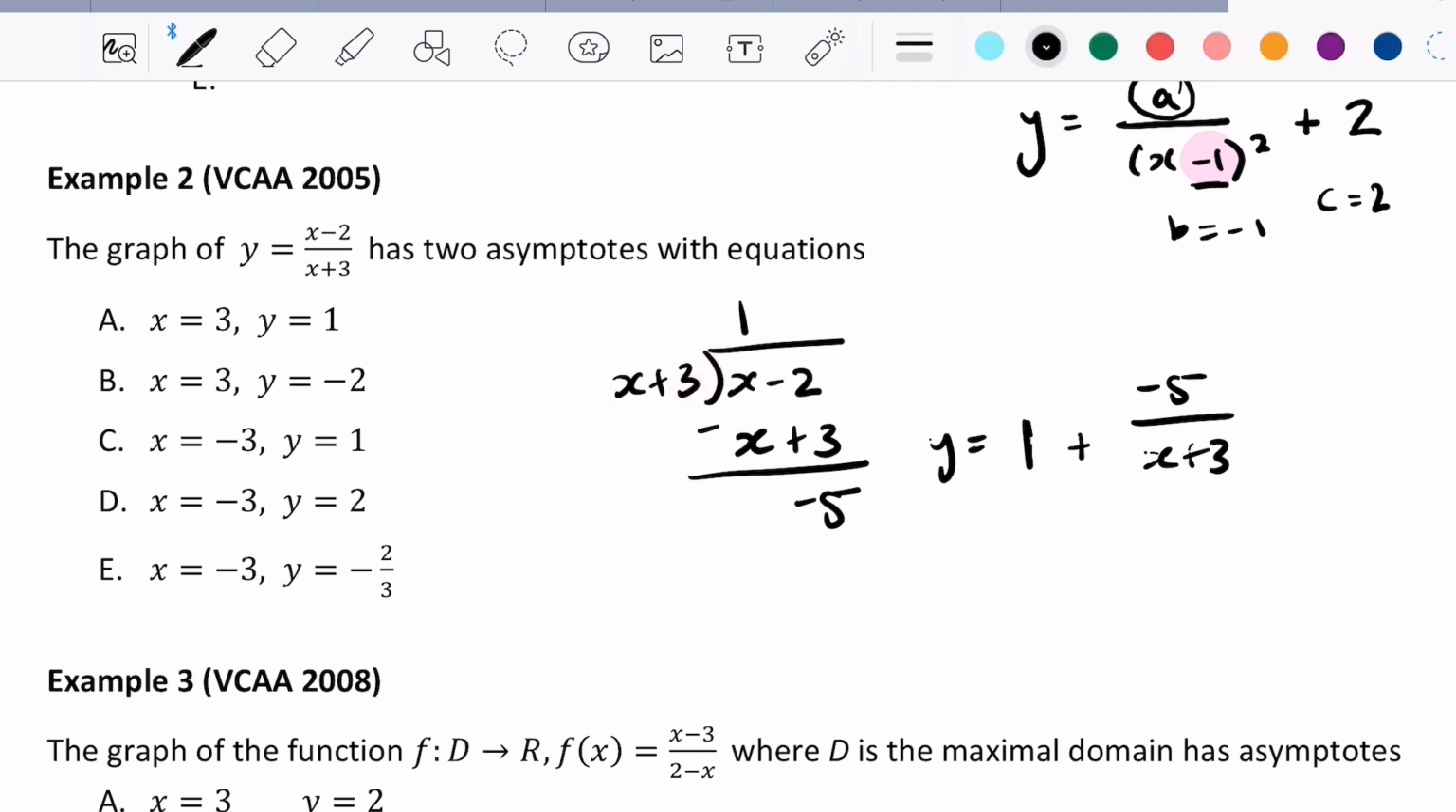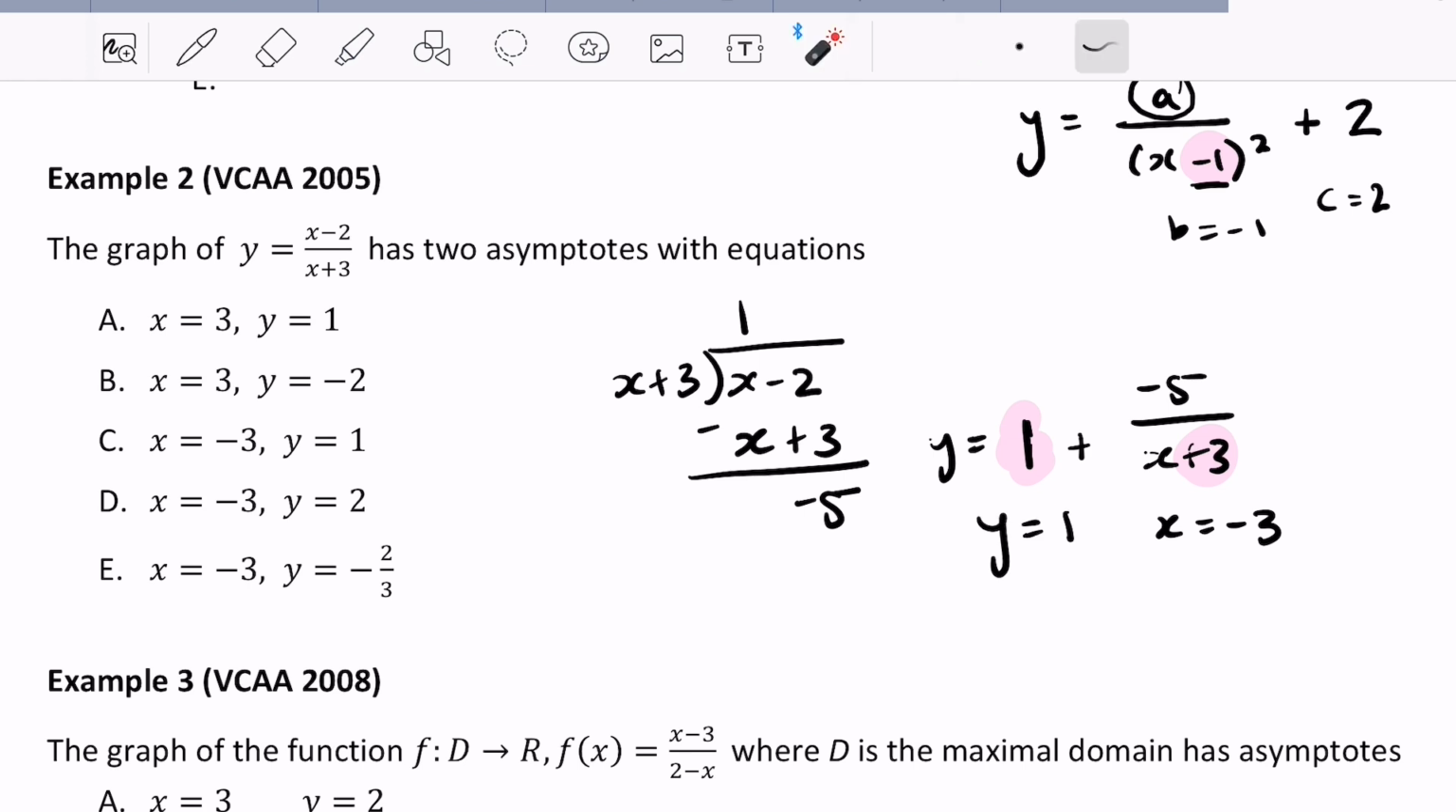So this is going to be our hyperbola, and it's in a particular form where this is going to be my x asymptote. So my x asymptote is at -3, and this will be my y asymptote, which is at +1. So again, having a look at which option works, that'll be x is -3 and y is 1. That gives me C as my only option.